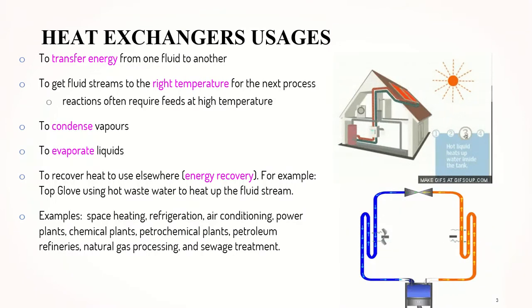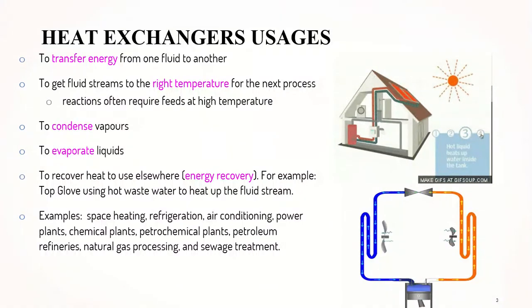The next usage would be to recover heat to use elsewhere. For example, energy recovery. In Top Glove factories, they are using hot wastewater to help heat up the fluid stream. So in a way, they are using the existing energy; they recover the heat that is produced in a certain equipment and use it to heat up some fluid stream.